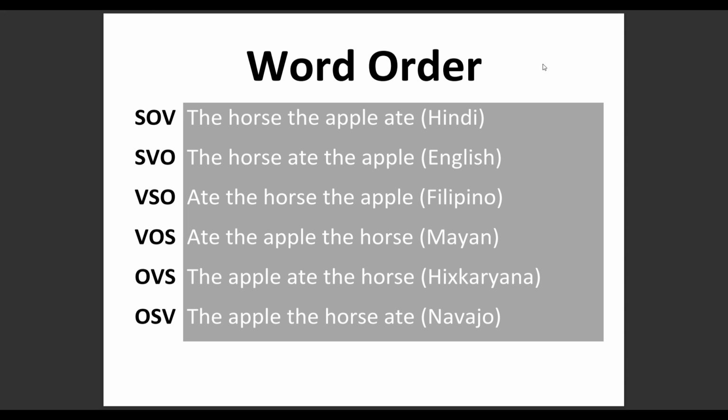When you must use a subject, Navajo is typically SOV, on the top. However, when a speaker has already identified the subject in a sentence, in this case the horse, you can use the OSV form. And the reason for this is because in Navajo, you can place the object first and just use the verb because the verb already contains the subject. So in this case, the apple the horse ate.